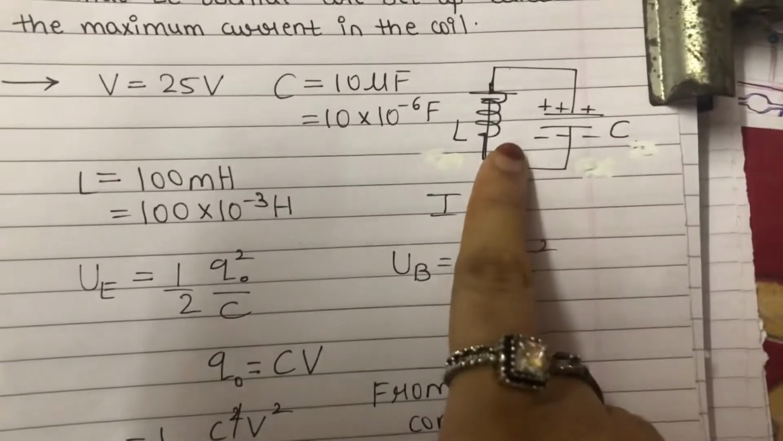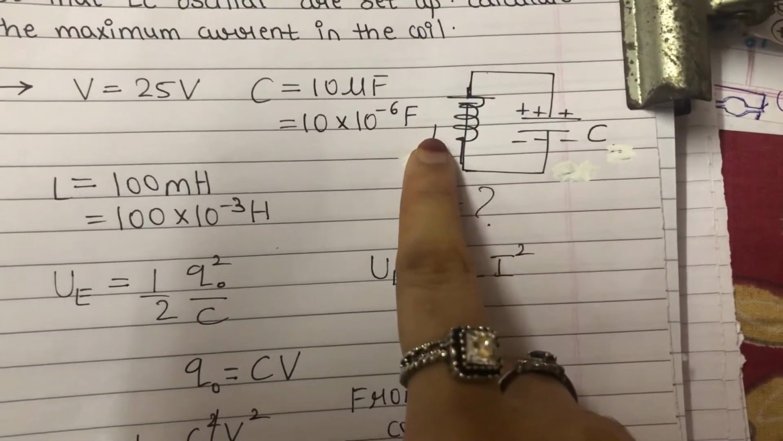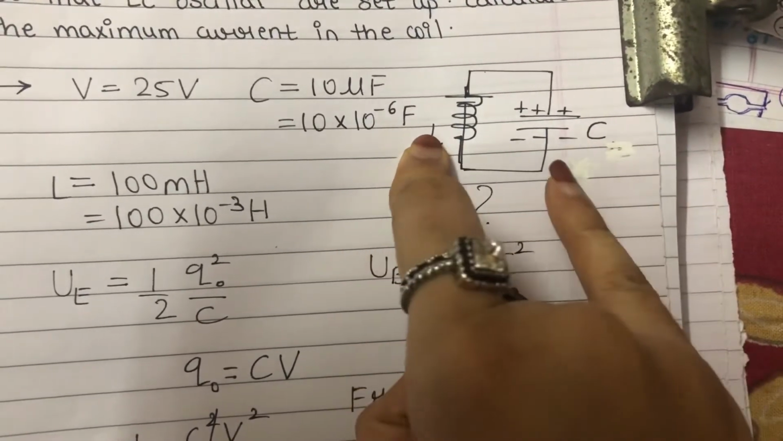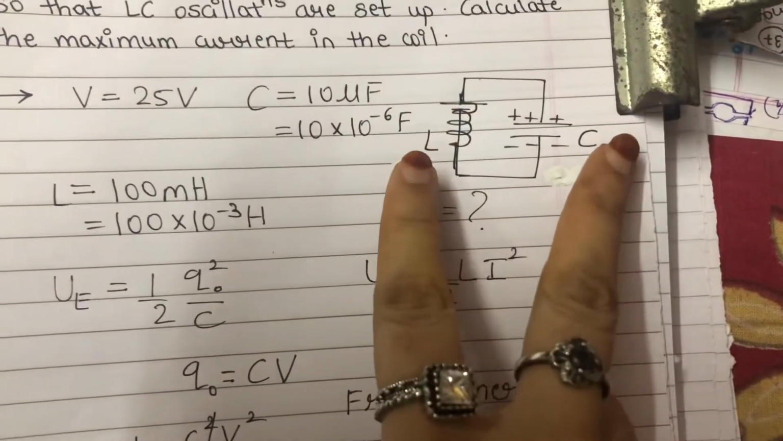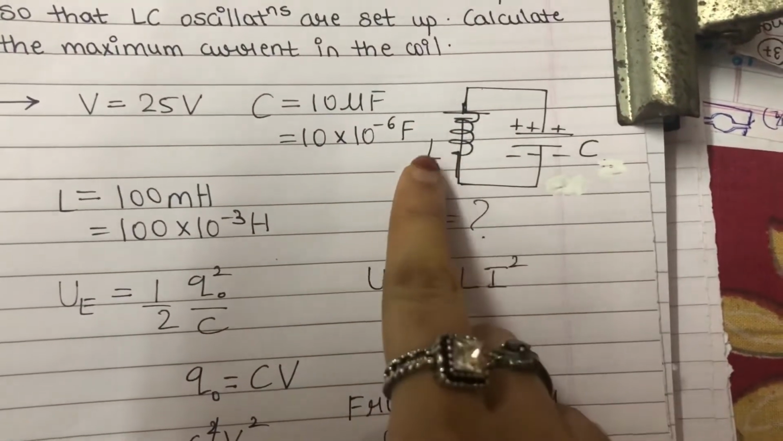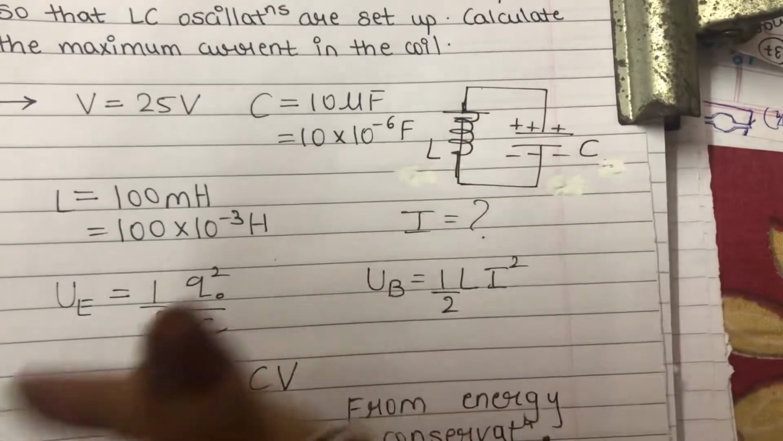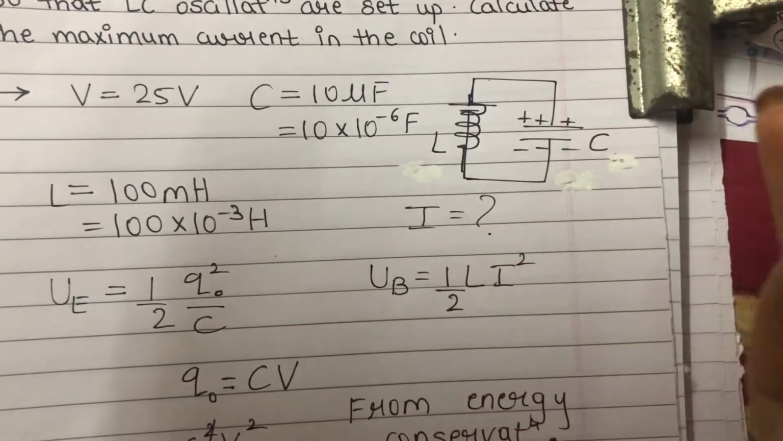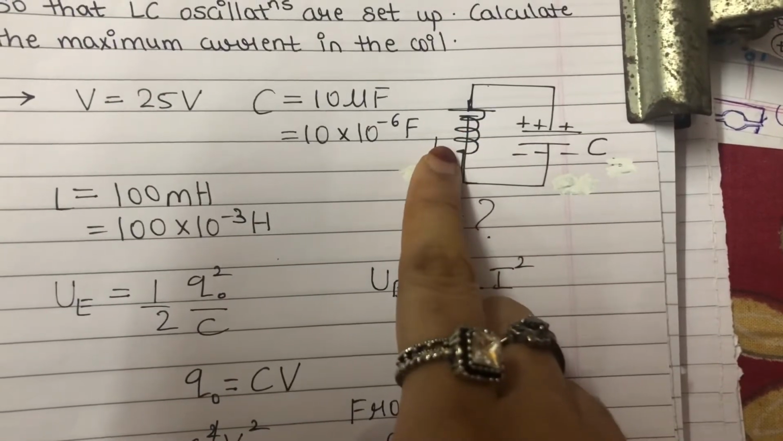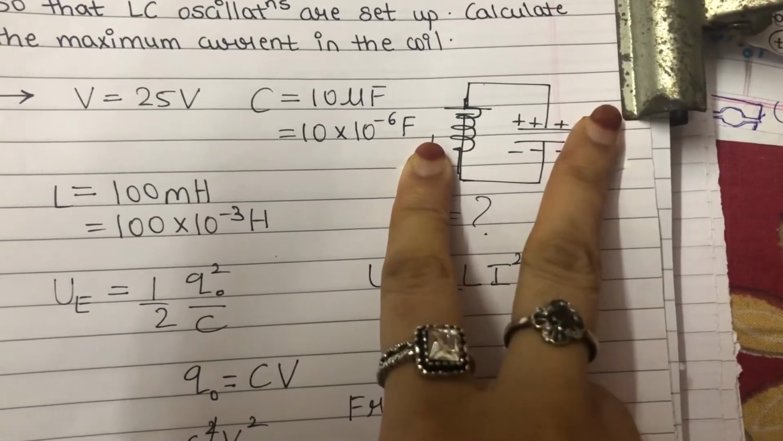From energy conservation, the energy stored in the inductor will be equal to the energy stored in the capacitor, as we have just two equipments in the circuit. So the energy stored, and we all know that energy is conserved. Energy can neither be created nor destroyed. Energy is conserved. So energy stored in the inductor will be equal to the energy stored in the capacitor.